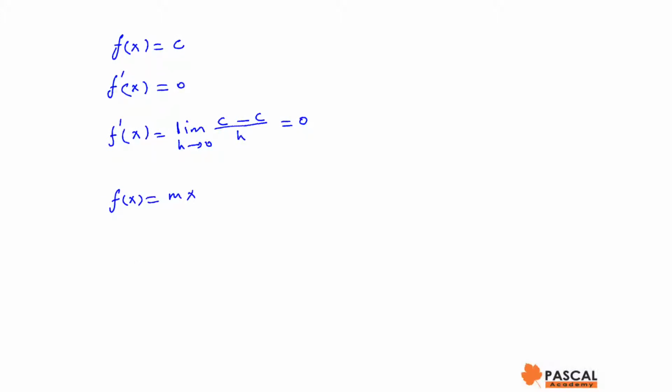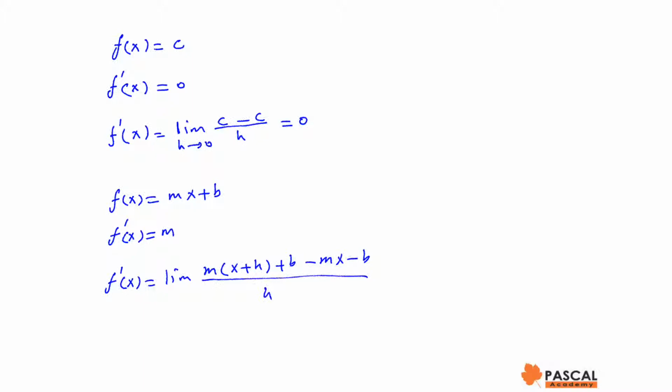Derivative of a linear function is the slope of the line. f prime of x is limit of m times x plus h plus b minus mx minus b divided by h as h approaches 0, which is the same as limit of mh over h as h approaches 0. When you reduce it by h, the limit would be m.